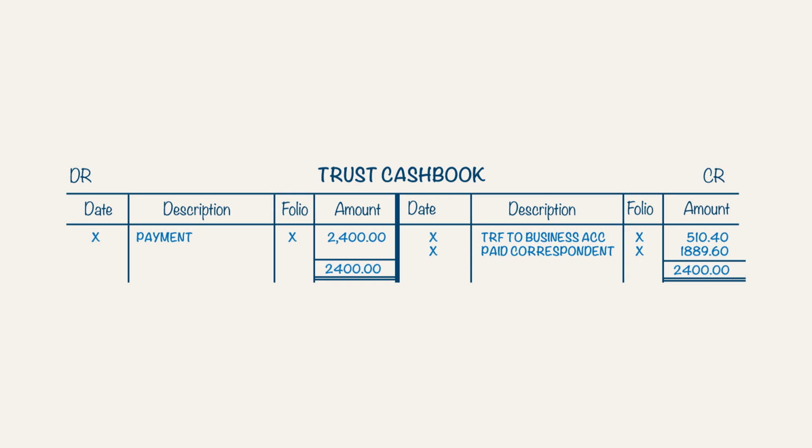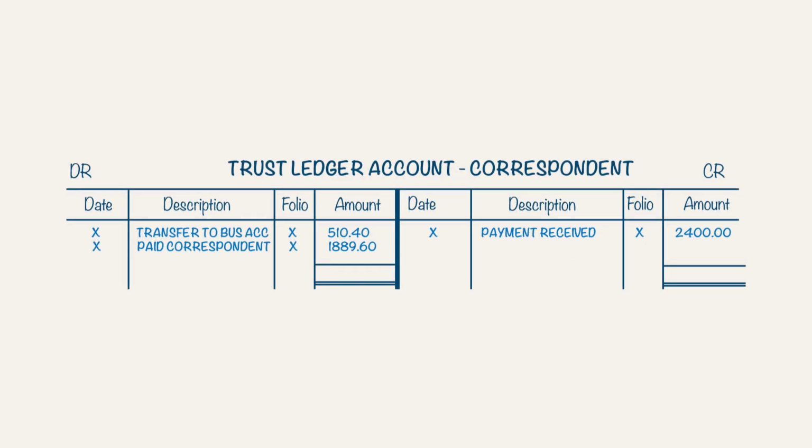The correspondent attorney's trust ledger account shows, on the credit side, the payment of R2,400 received from XYZ, and on the debit side, the transfer to the business account for R510.40, and the payment to the correspondent attorney for R1,889.60. The business ledger account for the correspondent attorney will balance as the monies have been recovered from the trust account. This is the end of the exercise.